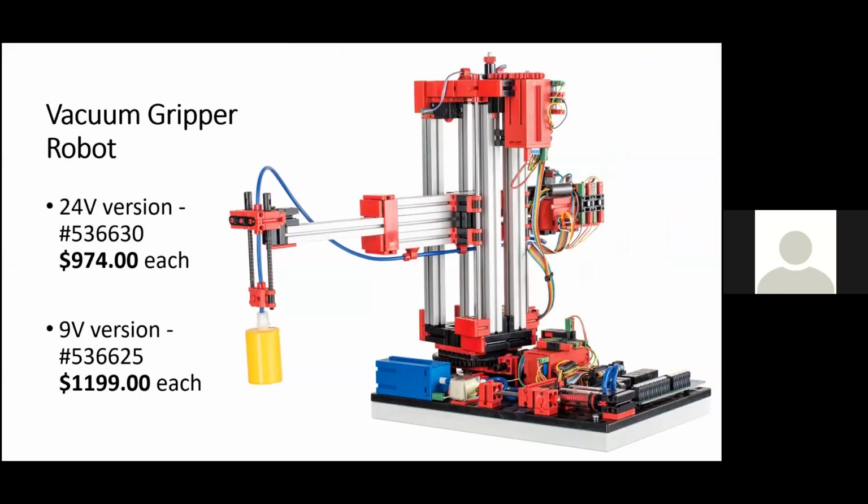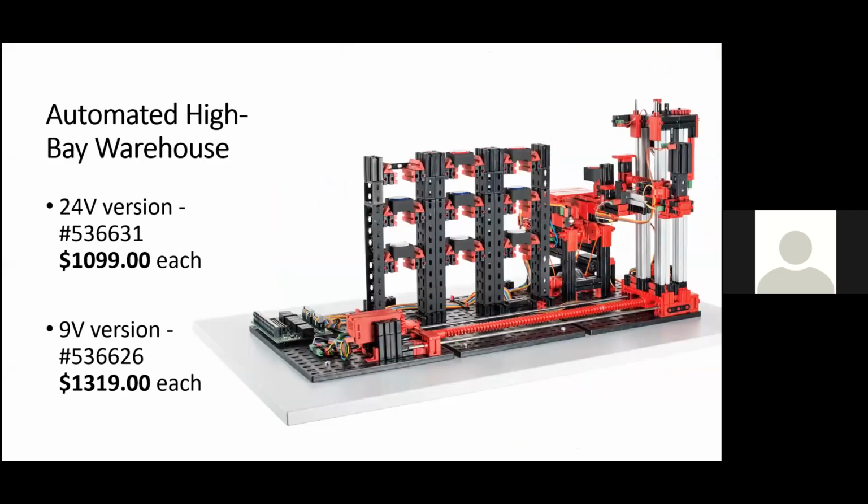First up is the vacuum gripper robot. The 24-volt version with the part number you see there is $974 per unit. The 9-volt version pre-wired to the TXT controller is $1,199 per unit. The automated high bay warehouse in the 24-volt version, 536631, is $1,099. The 9-volt version, 536626, pre-wired to the robotics TXT controller, is $1,319.